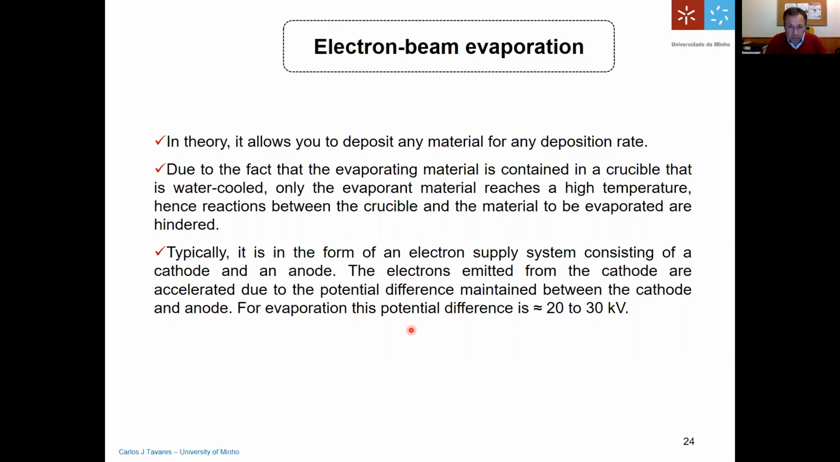Typically, it's in the form of an electron supply system. So you can have, for example, a tungsten cathode, and you need also an anode. The electrons emitted from the cathode are accelerated due to the potential difference maintained between the cathode and the anode. And in some cases, this potential difference can be around 20 to 30,000 kilovolts.